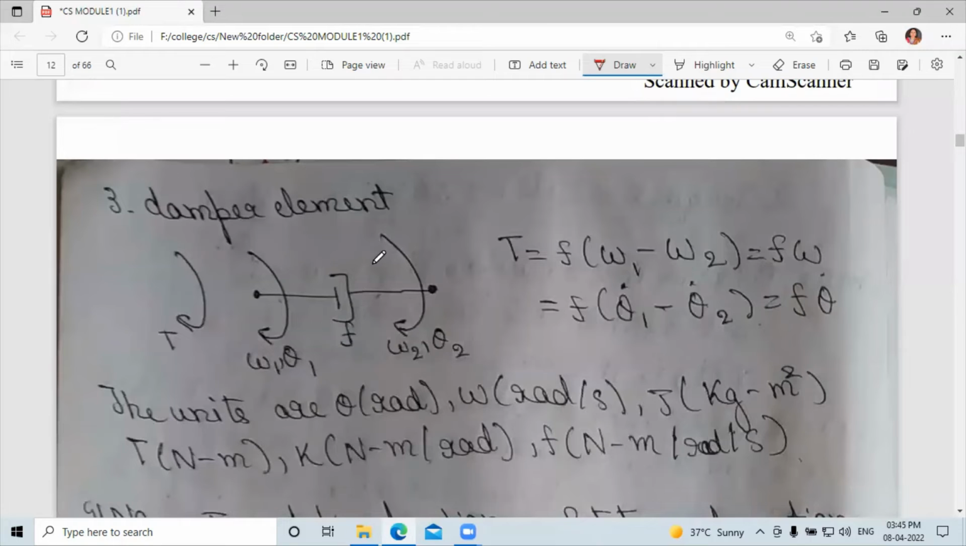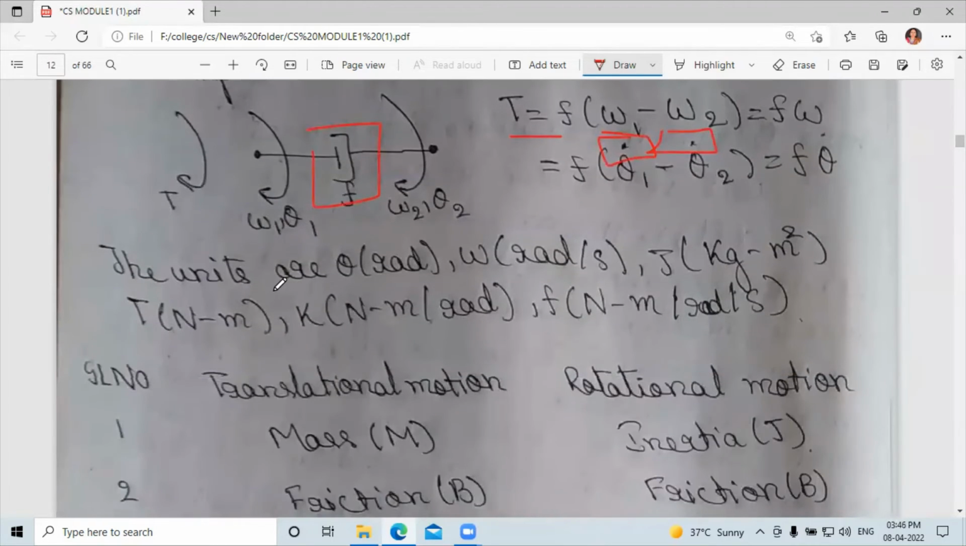Next, the damper element. This is the damper element symbol. T is equal to F into (omega 1 minus omega 2), that is F times (theta 1 dot minus theta 2 dot), where theta dot indicates differentiation. The units are: theta in radians, omega in radians per second, J in kg meter square, torque in Newton meter, K in Newton meter per radian, and F in Newton meter per radian per second.